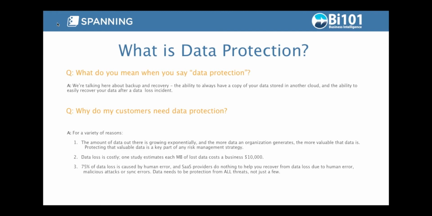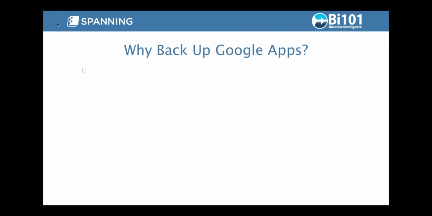And as you know, data loss is pretty costly. One study estimates that each megabyte of lost data costs a business around $10,000, and 75% of that data loss is caused by human error. SaaS providers, as we know it, do nothing to help you recover from data loss due to those three things. So these are the key points in data protection for the cloud, especially in your Google Apps environment when you're using it not only for your email, but your Drive, your contacts, your sites, and your calendar as well.